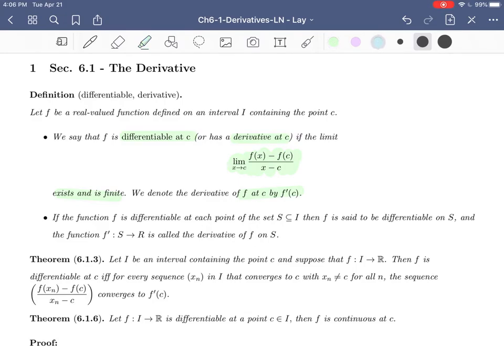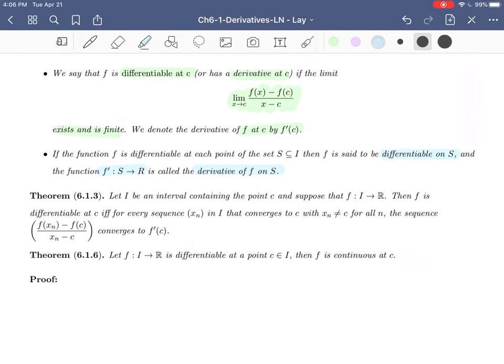Then we can extend this idea and say, what if our function is differentiable at every point in some set S that's contained in an interval? Then we say that it's differentiable on the set. And if we look at this function f prime that maps from S to R, this is called our derivative of f on S. So those are our definitions for differentiable at a point, differentiable on a set, and the derivative of a function.